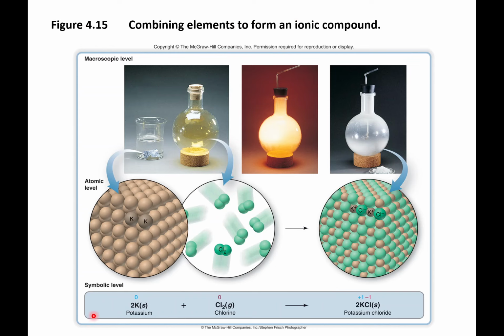Right, so here we have some examples of all of these. In this case, we have potassium and chlorine, so potassium solid and chlorine gas. Right, we combine those two, and they form a salt, potassium chloride. So this is an example of a combination reaction. Okay, and the oxidation states are shown in blue and red here.